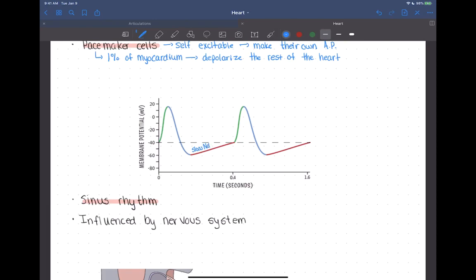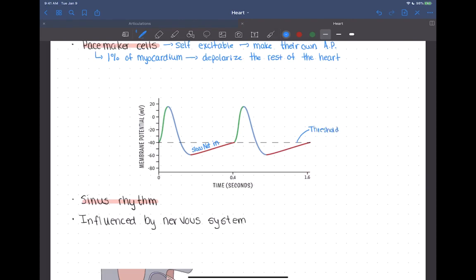sodium into the cell. So slow sodium moving in. That's a lot like depolarization we've seen before, it's just happening a lot more slowly than we normally see. It's a very slow movement of sodium into the cell. We'll talk about why that happens in a minute. And then that cell is going to reach threshold. This dotted line is threshold.